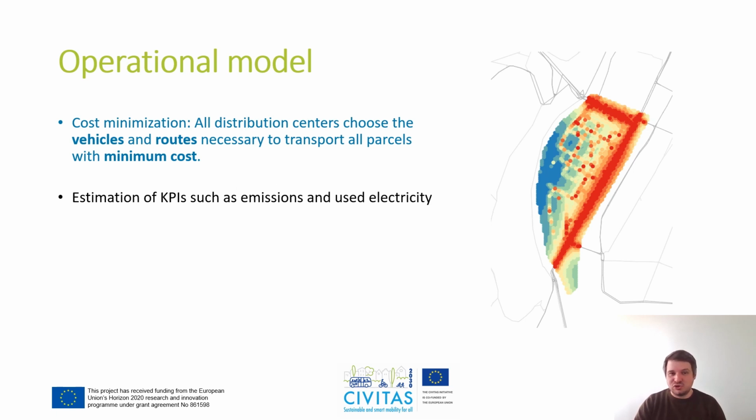And once we have solved this problem, we can estimate other KPIs, such as the total emissions produced by each distribution center and by the system as a whole, or for instance, the used electricity or energy in general.